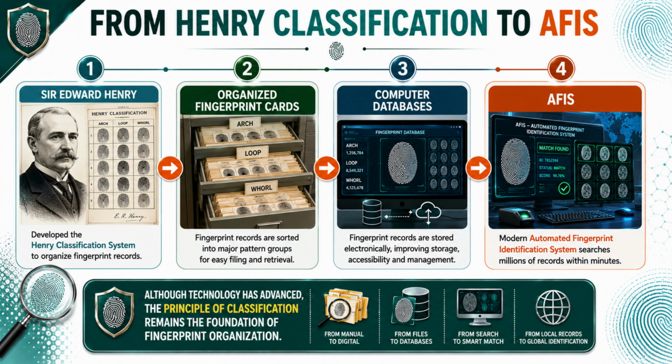It then studies ridge flow, core, delta, and ridge characteristics. Finally, it searches millions of records within minutes and generates a list of possible matches. The fingerprint examiner then performs the final comparison using scientific methods. Thus, although computers perform the search, the principle of classification still forms the backbone of the entire process.